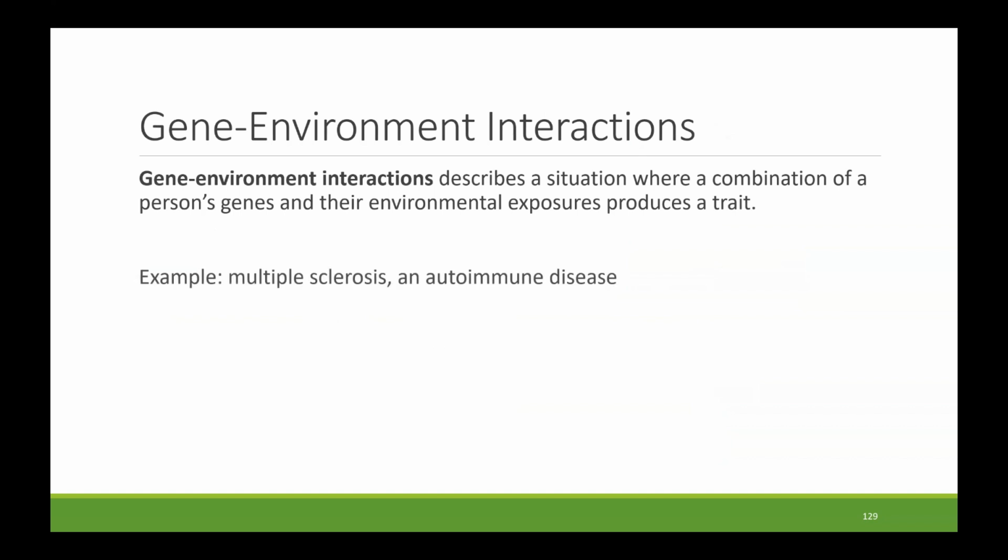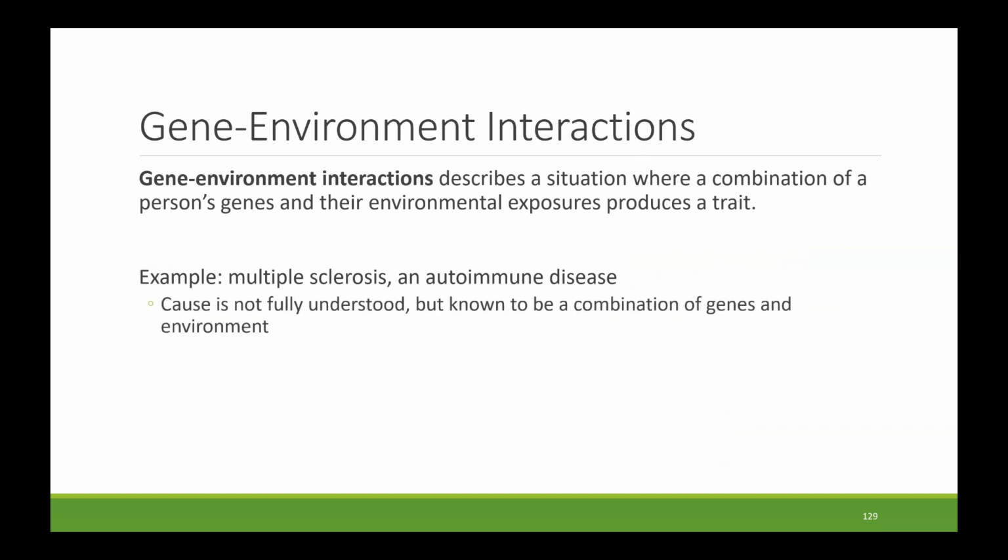One example is the disease multiple sclerosis, which is an autoimmune disease where a person's immune system attacks the cells in their nervous system and causes problems with muscle control. The cause of this disease is not fully understood, but it's known that a combination of genes and environmental factors play a role. And we know this because people who are related to each other are more likely to be affected, meaning that there is some genetic component that runs in families. But those genes are not enough by themselves.